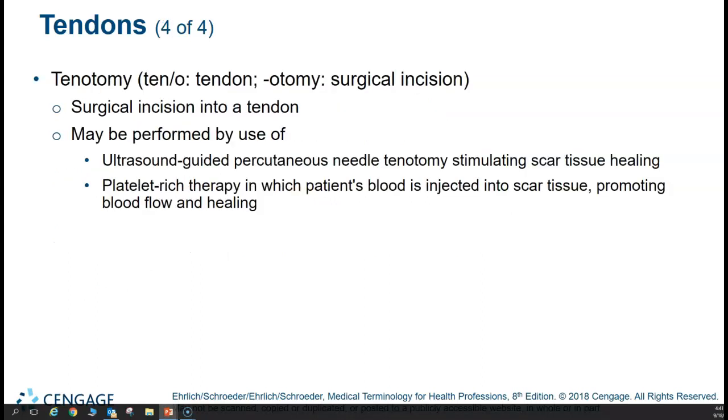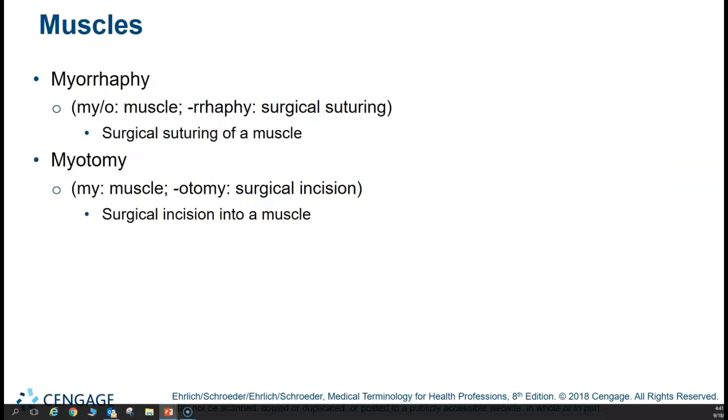When we talk, again, looking at the terms, breaking this down, tenotomy is a surgical incision into the tendon. It's going to be very, very important for you to be able to know those combining forms. And again, myorrhaphy is a surgical suturing of muscles. So when you see these on your test, you need to know that rrhaphy is a surgical suturing and myo is muscle. Teno is the tendons. So that's going to be very important.